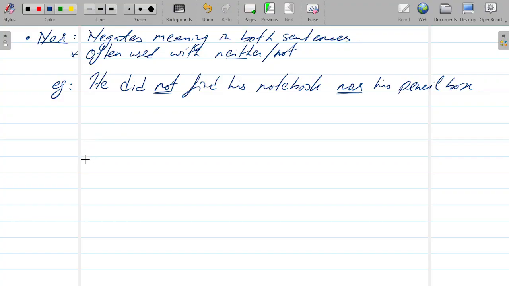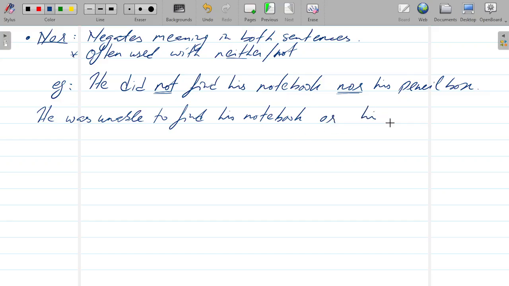You could also write it in a way where you're not using a negative word, so to speak, but the meaning is coming out of it. So I can rewrite this, for example, as he was unable to find his notebook. But in this case, I'm going to use "or". So obviously the sentence changes. But if I put in "nor", it doesn't quite fit.